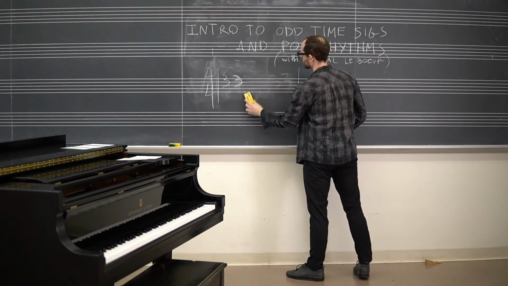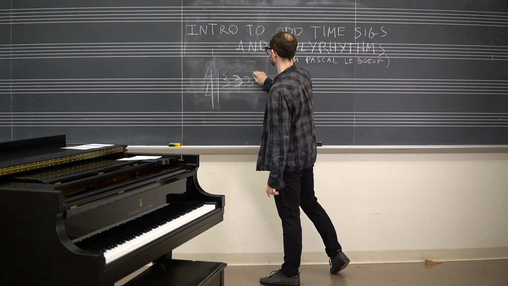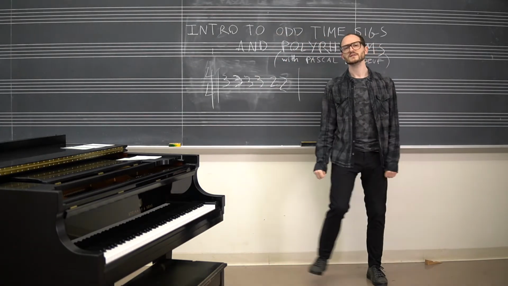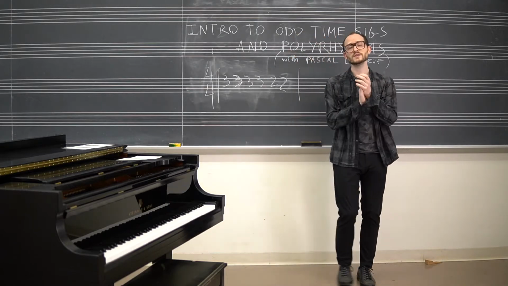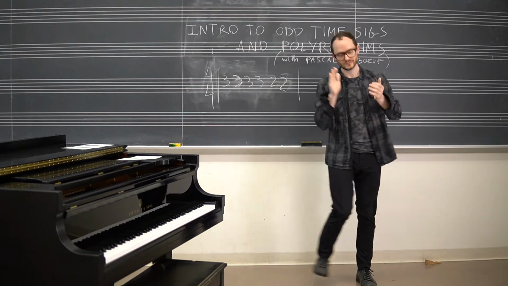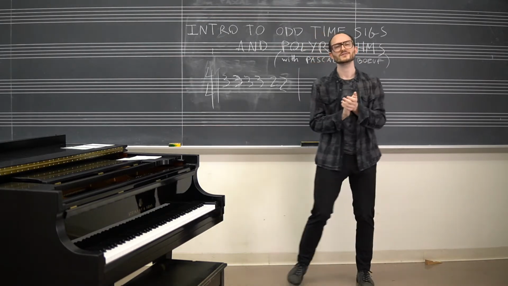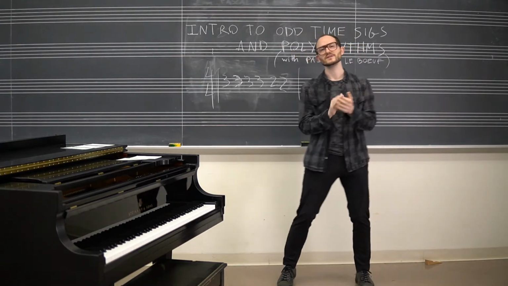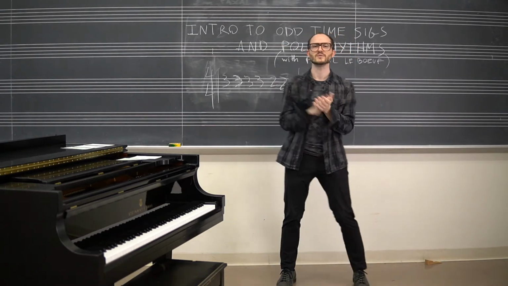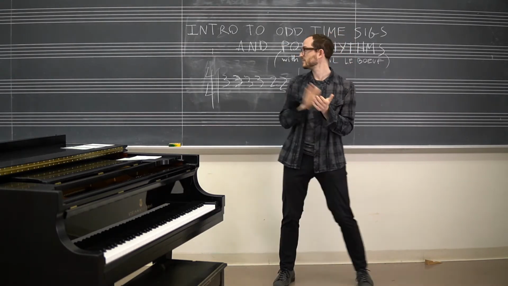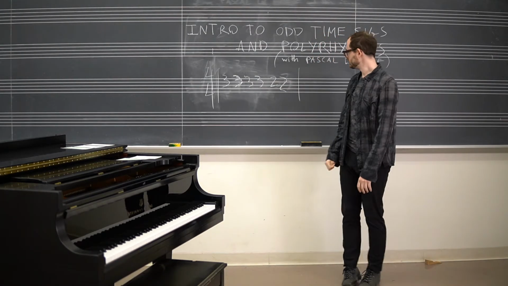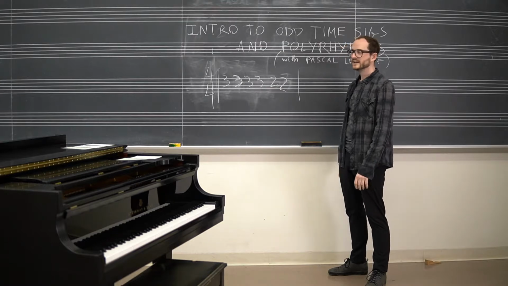What happens if we put all the 3s at the beginning? We got 4 3s, we got 2 2s. See what that sounds like. 1, 2, 3, 4. 1, 2, 3, 1, 2, 3, 1, 2, 3, 1, 2, 3, 1, 2, 1, 2. Cool. Let's try one more.